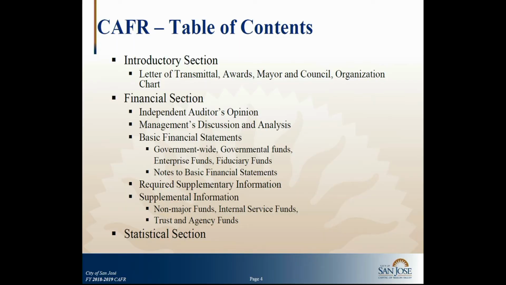The report, if you printed it out, is nearly 300 pages. Most of you are probably just looking at it on your iPad. In terms of the table of contents, it includes the transmittal letter, which gives a high-level overview of what happened during the year. The independent auditor's opinion is presented, as well as a management discussion and analysis of the findings. Then the basic financial statements, which present government-wide, enterprise, and fiduciary funds.